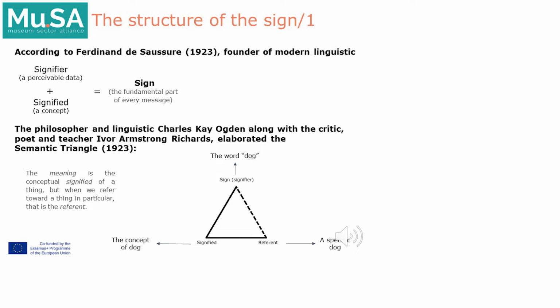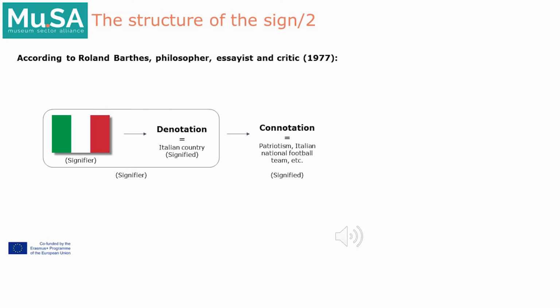For example, the word dog is the sign or signifier. The referent is a specific dog, while the concept of dog is the signified. According to Roland Barthes, philosopher, essayist, and critic, if we consider a rectangle with green, white, and red stripes, that is a signifier, whose denotation is the Italian country. Its connotation is all that we could attach to the idea of Italy.